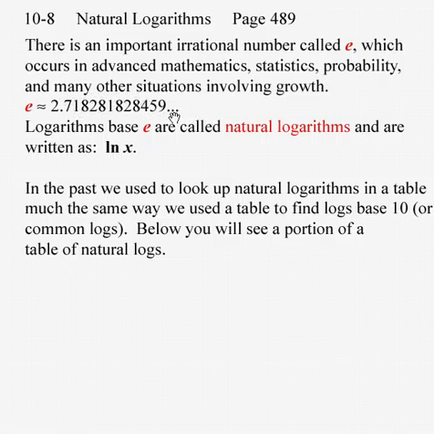It's an infinite decimal. The first couple of decimal places, if you're curious, are 2.718281828. And before you think there's a pattern there, no, 459, then it keeps going, and there's nothing that repeats. If we have a logarithm that's base e rather than base 10, we call that a natural logarithm. And we might write it as lowercase l, then n, and then our variable x.